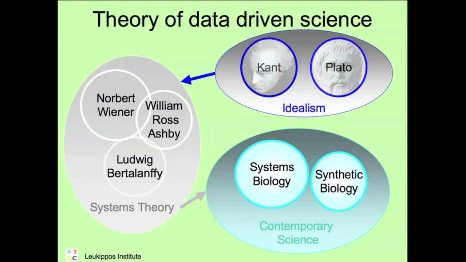Between the 1940s and 60s, 3 groundbreaking works were published. 1948, Norbert Wiener publishes Cybernetics or Control and Communication in the Animal and Machine. In 1955, William Ross Ashby's Introduction to Cybernetics came out. 1968, Ludwig von Bertalanffy publishes General Systems Theory, Foundations, Development, Applications. Bertalanffy defines the concept of systems.